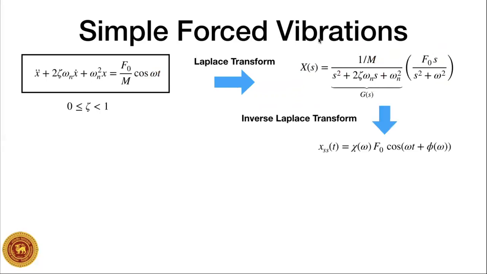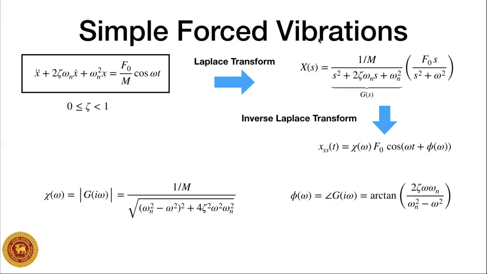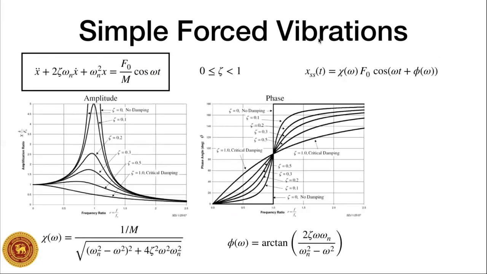If you take the inverse Laplace transform of this, you can show that it corresponds to something like this. This term over here is given by the magnitude of the transfer function with s replaced by I omega, the forcing frequency. And the phase is given by the angle of the transfer function with s replaced by I omega. If you look at what they are for different values of theta, you get something like this. This is for the amplitude of the vibration, and this is for the phase shift of the vibration.